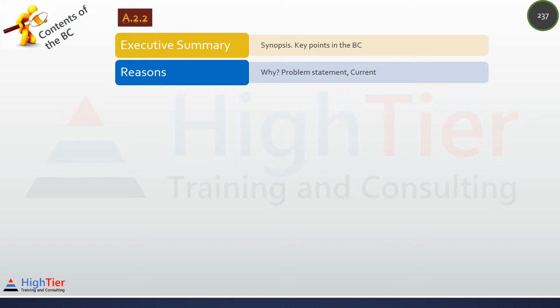Reasons. Answers the question why. Reasons are the current problem, opportunity, or need for undertaking the project. Usually a problem statement. It is very easy to misunderstand reason with expected benefits. Remember, reason is the current problem, opportunity, or need, but expected benefits is in future.